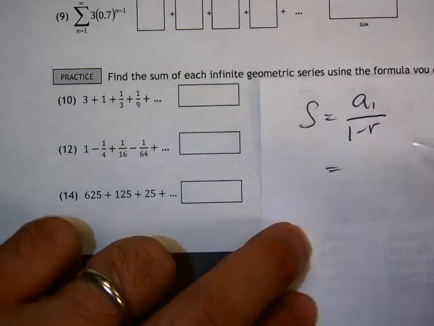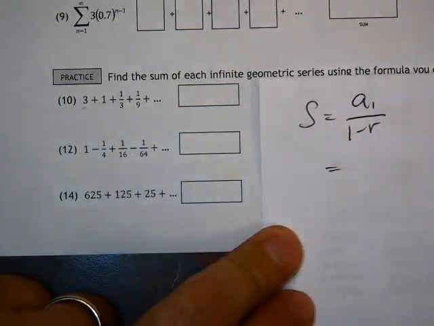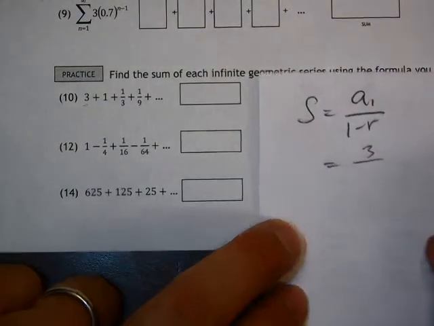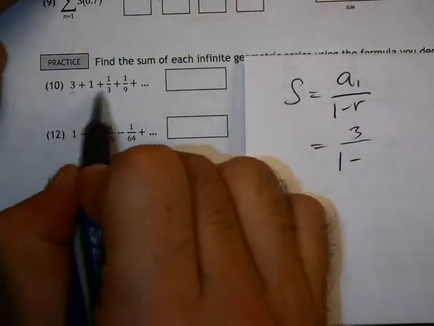So if we look at our list in number 10, our first term is given to us right there. Boom, that's it. First term is 3. So in this example, we're going to start with the 3 there, over 1 minus. Now the r, again, is what we're multiplying by each time.